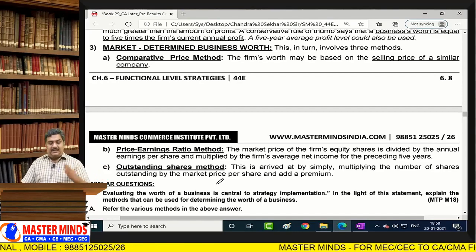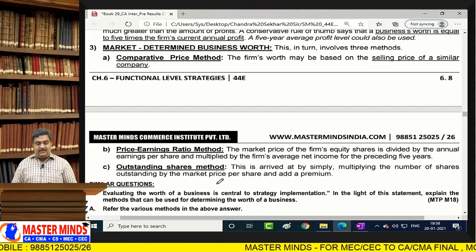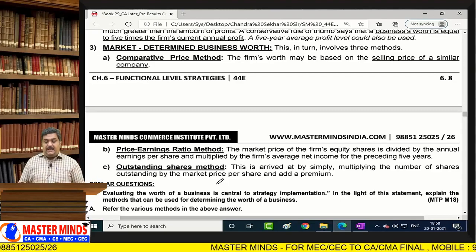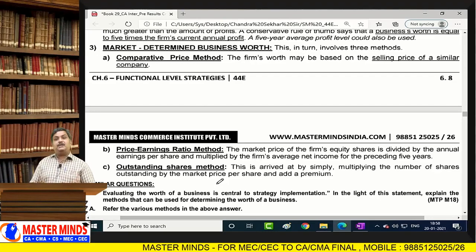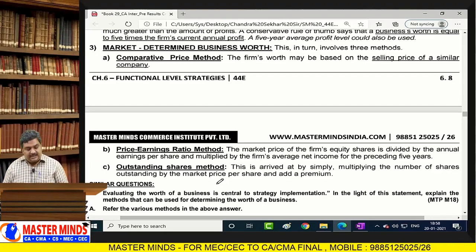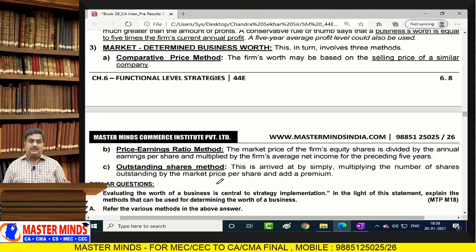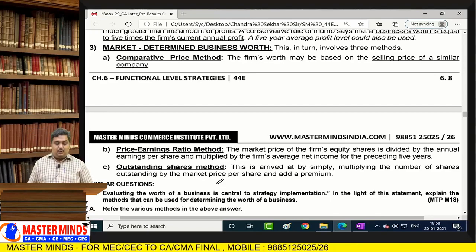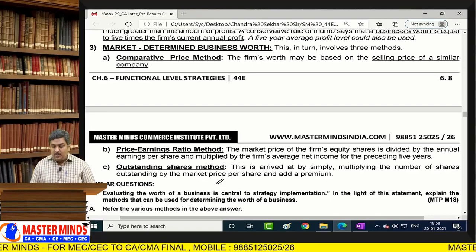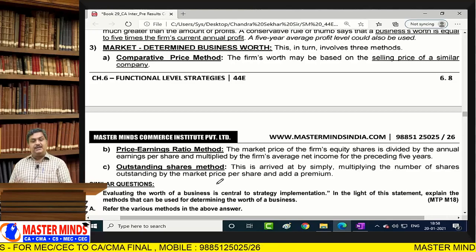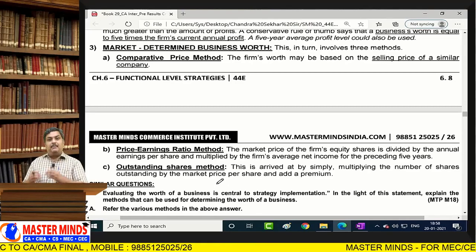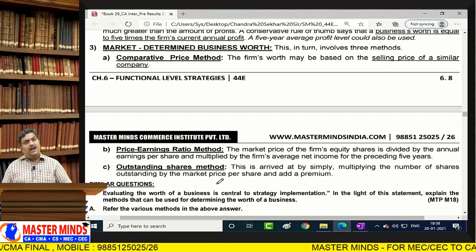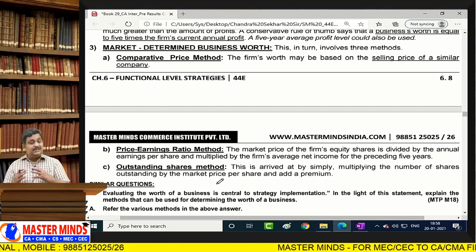And the second one is the price earnings ratio method. Price earnings ratio method means the market price of the equity shares is divided by the annual EPS, annual earnings per share, and multiplied by the firm's average net income for the preceding 5 years. So in that way you can get the net worth of a company. And there is another method called the outstanding shares method. In this method we simply multiply the number of shares in the market by the market price of the share, and we will add some premium.